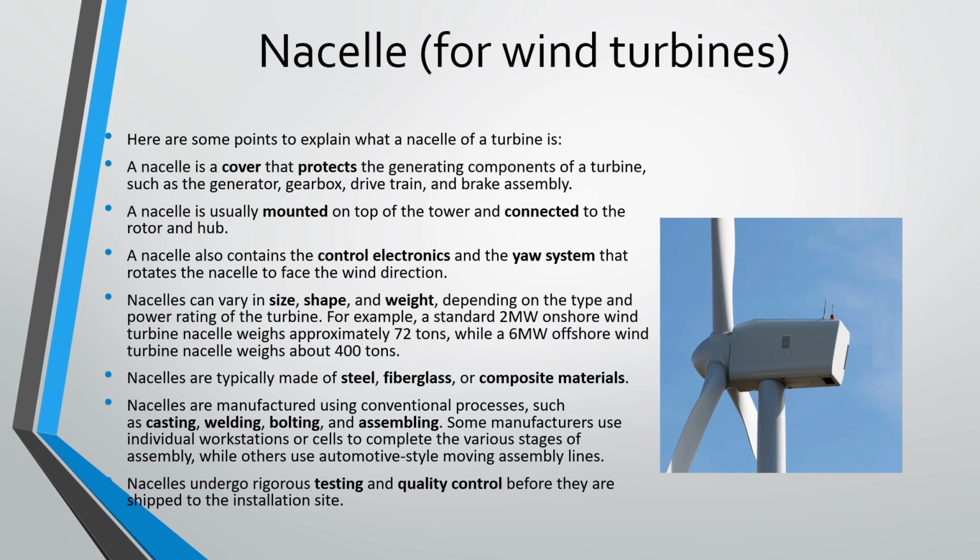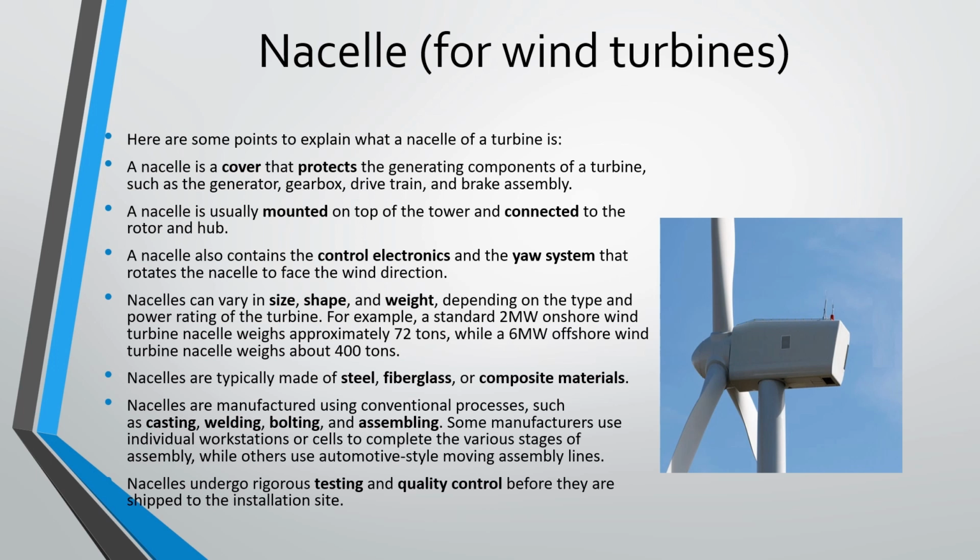A nacelle is usually mounted on top of the tower and connected to the rotor and hub. A nacelle also contains the control electronics and the yaw system that rotates the nacelle to face the wind direction. Nacelles can vary in size, shape, and weight, depending on the type and power rating of the turbine.